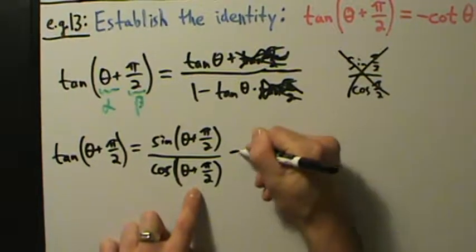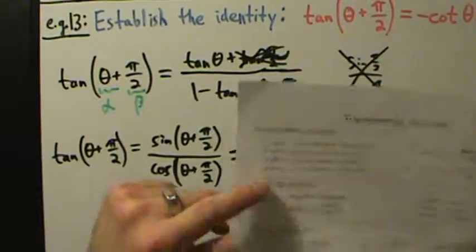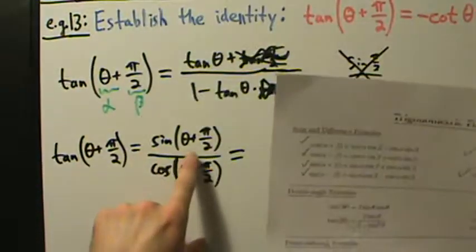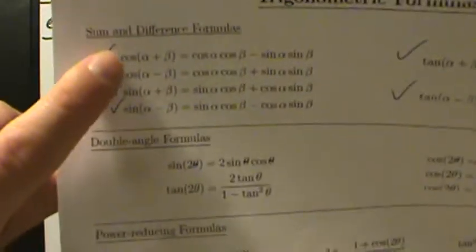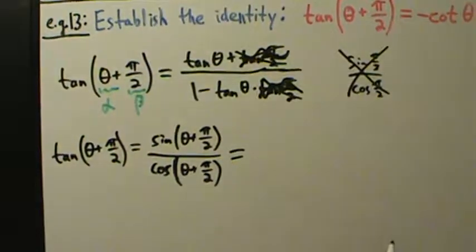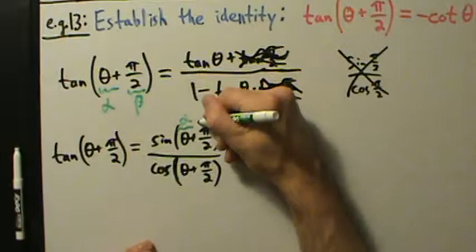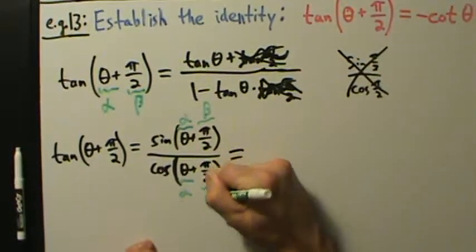So now what we can do is use the formulas here. Sine of theta plus pi over 2 is sine of one angle plus another angle, and cosine of theta plus pi over 2, we'll use this formula here for cosine of one angle plus another angle. For both of these, it's still going to be the same: alpha is still going to be theta, and pi over 2 is still our beta.